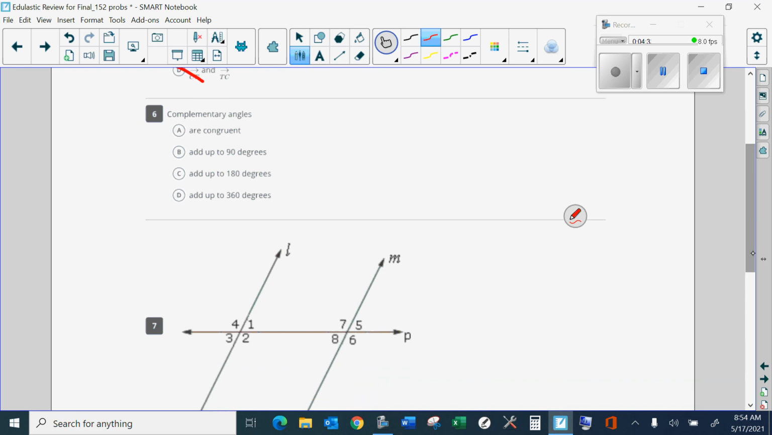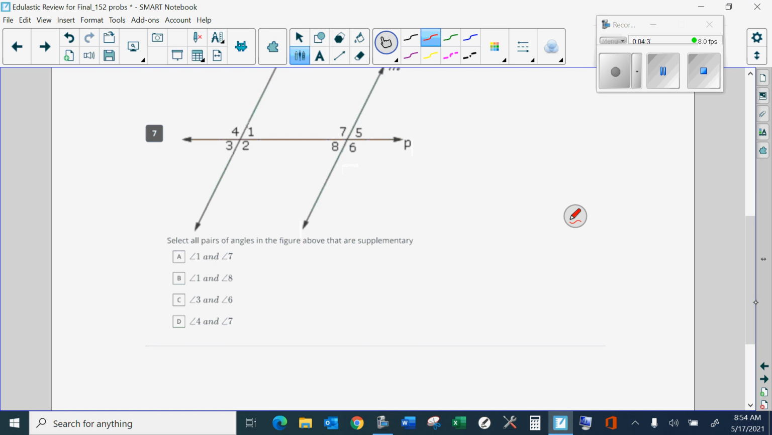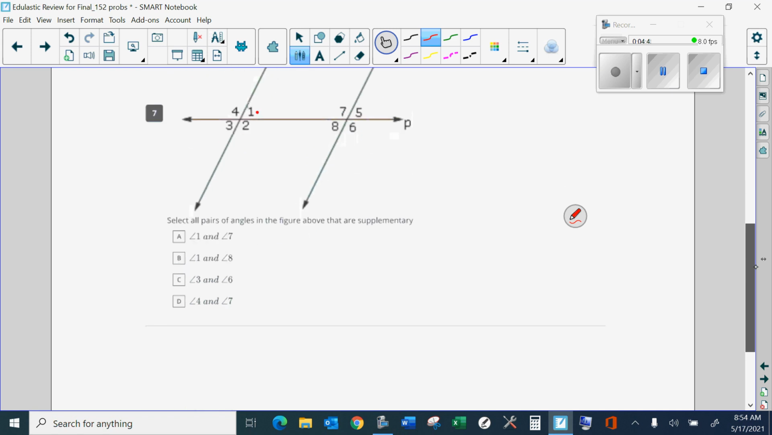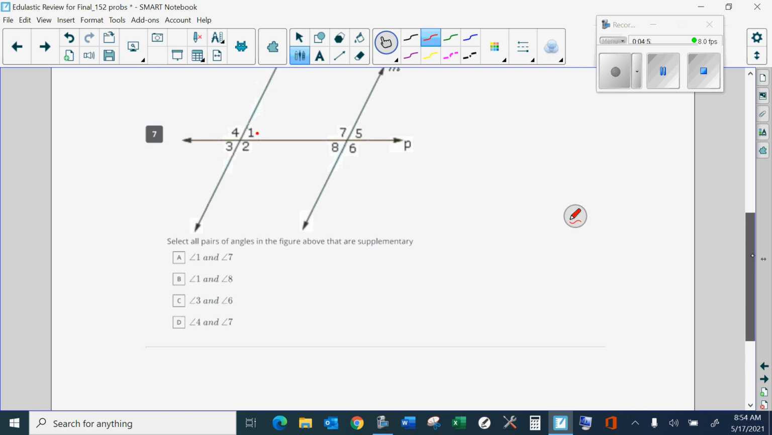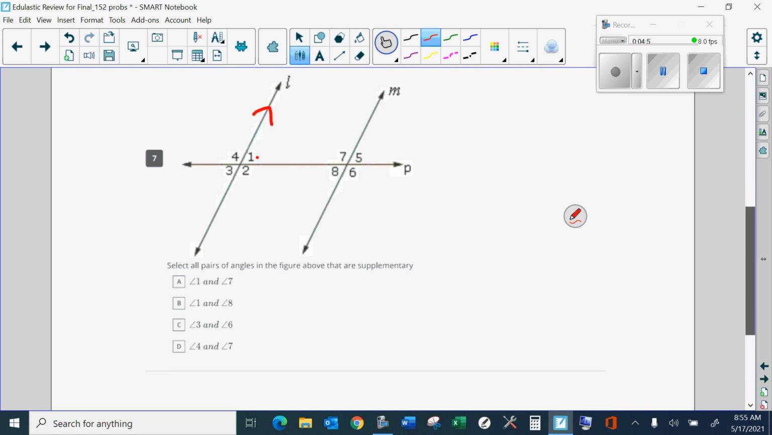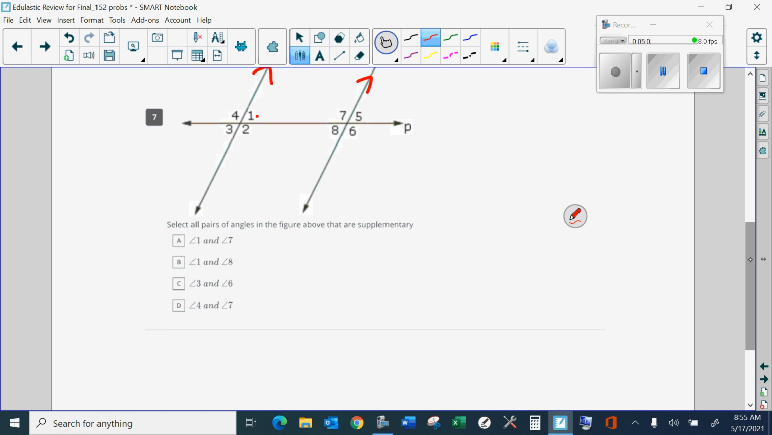Complementary angles add up to 90 degrees. Supplementary: are 1 and 7 supplementary if those two are parallel? They ask for all pairs in the figure above that are supplementary. I'm hoping I didn't miss something that said that L and M are parallel. If they did, then we have more answers. So 1 and 7 are supplementary, same side interior angles are supplementary.